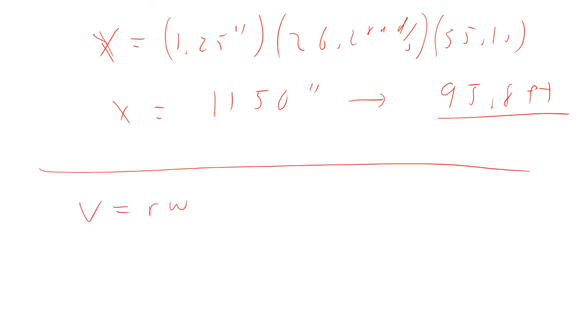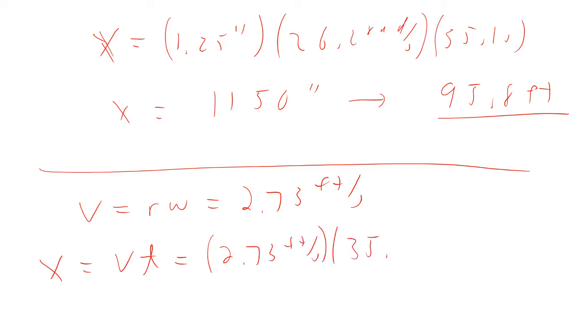There's an alternate way of solving the problem, because I already said that the linear speed was r times omega, and we said that was 2.73 feet per second. So I could just say x is equal to velocity times time, because again the acceleration is 0. That comes out to be 2.73 feet per second times 35.1 seconds, which is 95.8 feet.